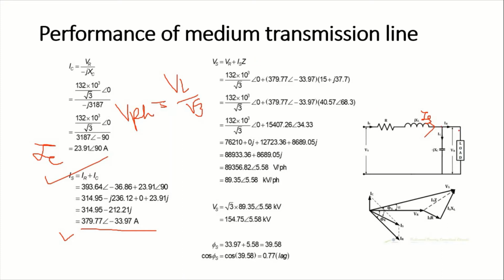Now the sending end voltage Vs is equal to Vr plus Is into Z, where Z is equal to R plus jXL. We have the value of Vr, the value of Is, and the value of Z. For the multiplication of these two terms, the rectangular term should be converted into polar form, and then multiplication should be done. How? 379.77 into 40.57: the magnitude terms are multiplied and the angle terms are added or subtracted.